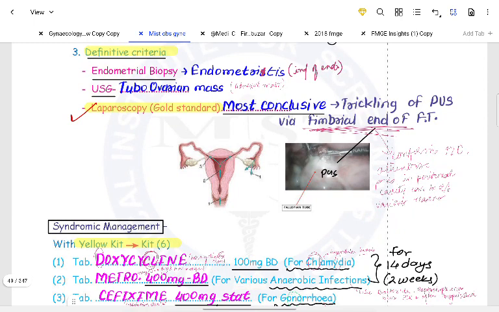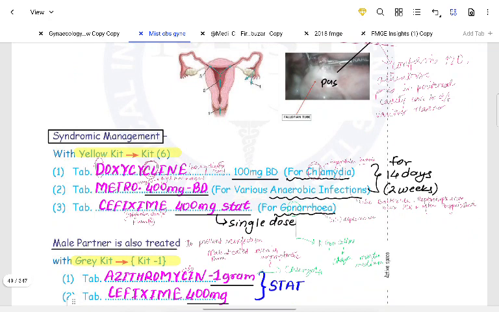And then we give tab cefixime. This is for Neisseria gonorrhea, and we said Neisseria gonorrhea causes acute infection, so this is not given for 14 days or 2 weeks. This is given 400 mg stat, once. The male partner is also treated to prevent reinfection. Even if the male is asymptomatic, we still treat the male patient with the gray kit, which is kit number 1. Sorry, I mistakenly said kit number 2. So it's kit number 1, and we give them metronidazole, cefixime 400 mg stat, and also azithromycin 1 gram stat.